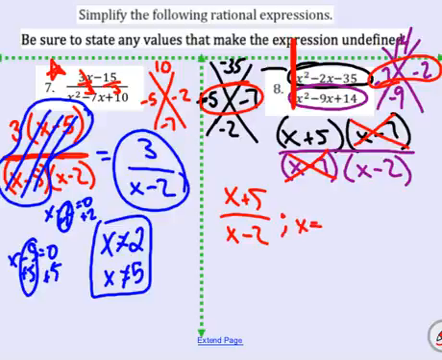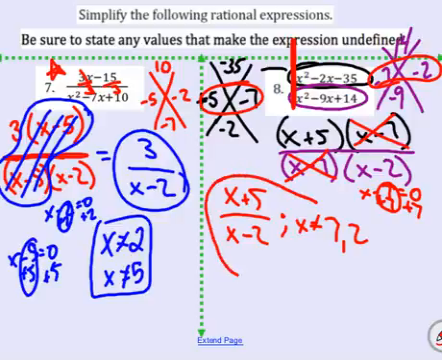X cannot equal. On the bottom was an x minus 7, which equaled 0, so you'd have to add the 7, because 7 minus 7 would be 0, so x cannot equal 7, and x cannot equal 2, because x minus 2, you'd add the 2 to both sides, so you would end up with this.